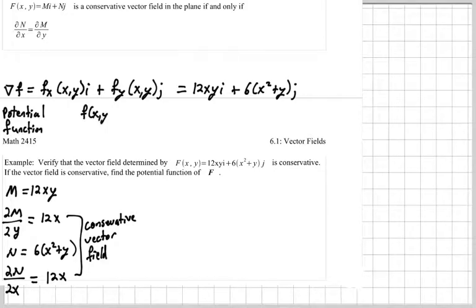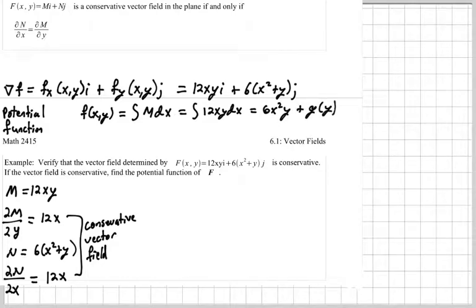So f of x, y is going to be equal to the integral of M dx, okay, which is going to be equal to the integral of 12xy dx. So that's going to be 6x squared y, and then plus some function g of y. So we want this to work so that when we take the gradient, we would get the 12xy i.